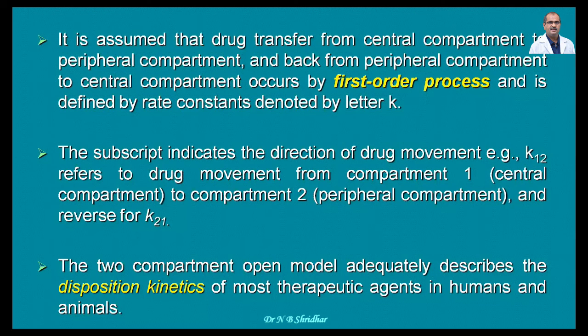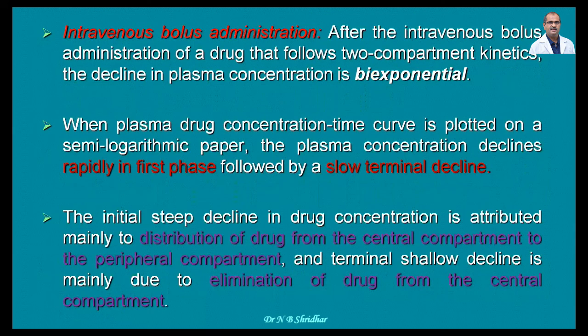So what happens in the intravenous administration of the drug? After the intravenous bolus administration of the drug that follows the two compartment kinetics, the decline in the plasma concentration is bi-exponential. Whenever you are administering an intravenous bolus drug, it always follows the two compartment kinetics. The decline in the plasma concentration is bi-exponential. There will be two curves.